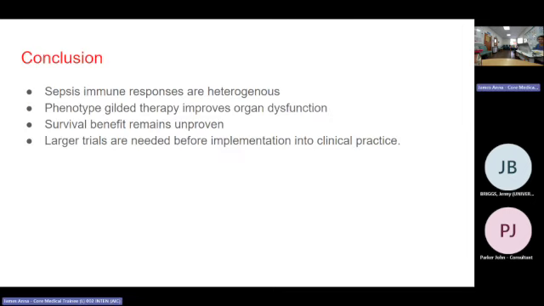And in conclusion, you can see that the sepsis immune response is quite heterogeneous. So using a one-size-fits-all kind of immunotherapy doesn't work. This study has shown that phenotype-guided therapy can improve organ dysfunction based on the study. Survival benefit is yet to be studied. So we need further studies to see what the survival benefit is before we can implement it into clinical practice. Has anyone got any questions?